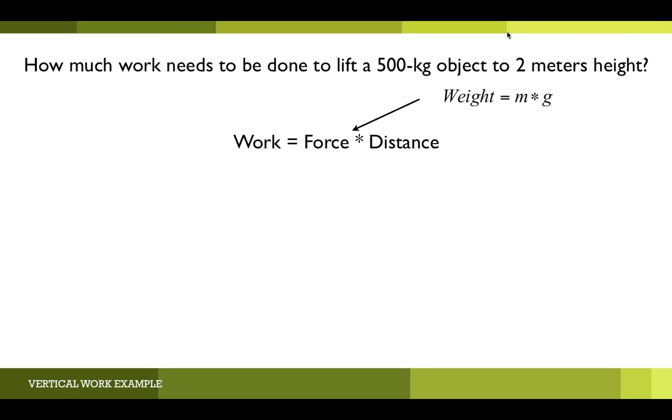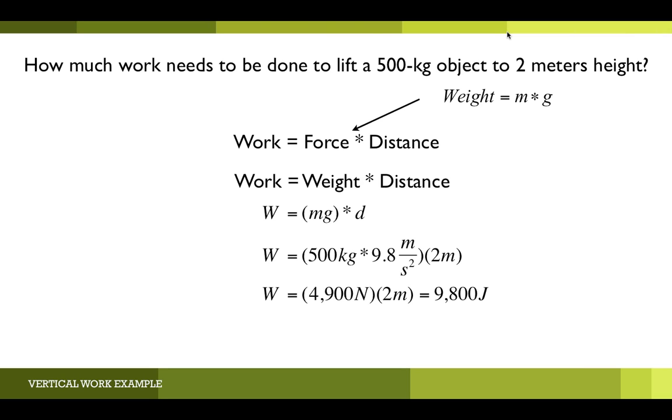Now we can look on the equation sheet and see that weight equals mass times gravity. So I can replace force with weight. And of course, weight is just mass times gravity. So the total amount of work is mass times gravity times the distance. So we plug in our mass of 500 kilograms. g is 9.8 meters per second squared, at least here on Earth, which you can always assume you're on Earth unless a problem specifically tells you otherwise. And the distance is going to be 2 meters. So plugging in all those numbers, and you quickly get the total amount of work as 9,800 joules.